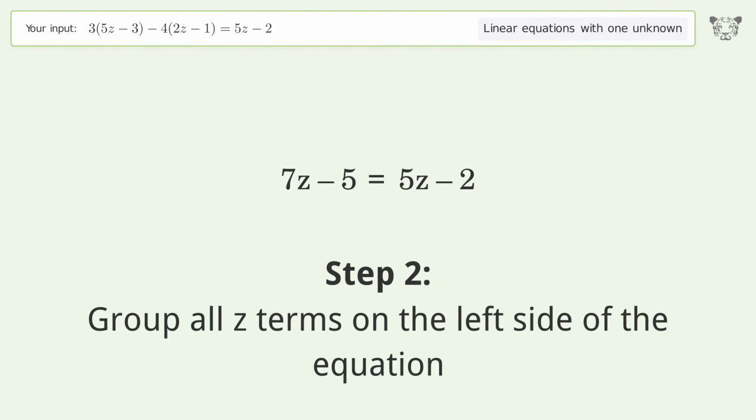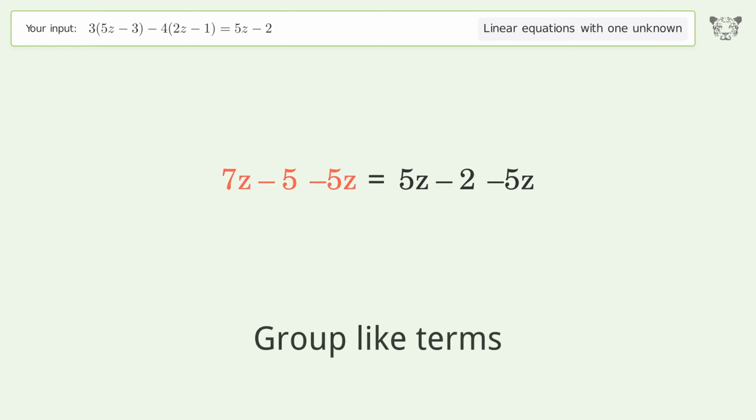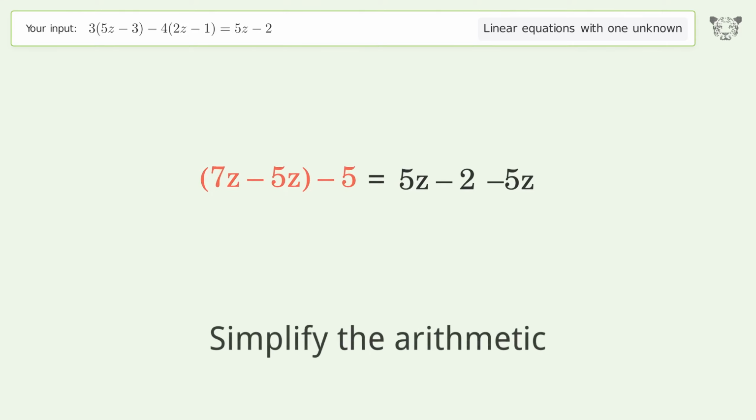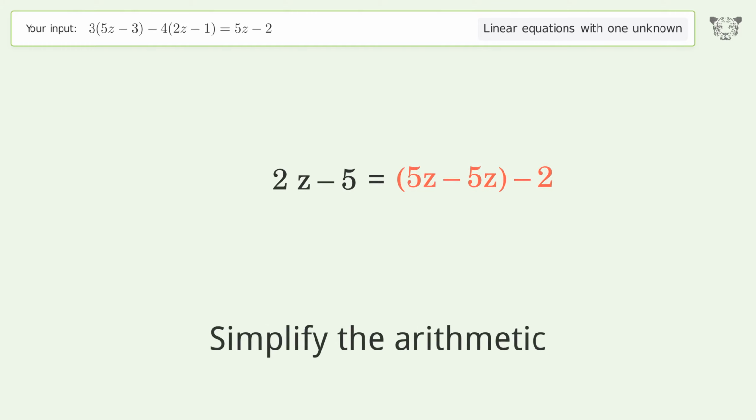Group all z terms on the left side of the equation. Subtract 5z from both sides. Group like terms. Simplify the arithmetic. Group like terms. Simplify the arithmetic.